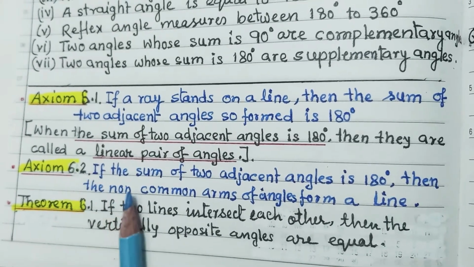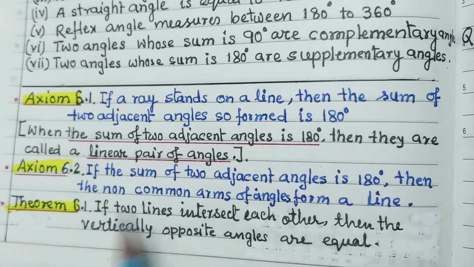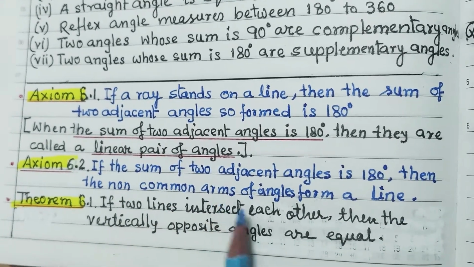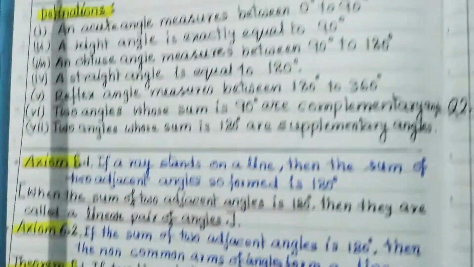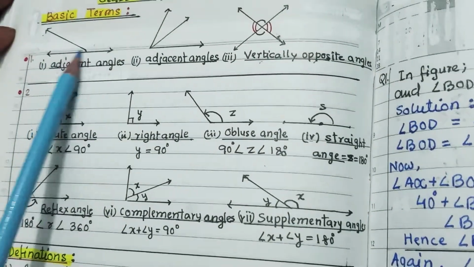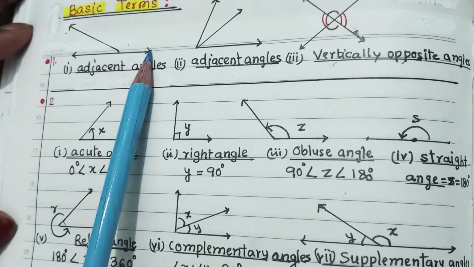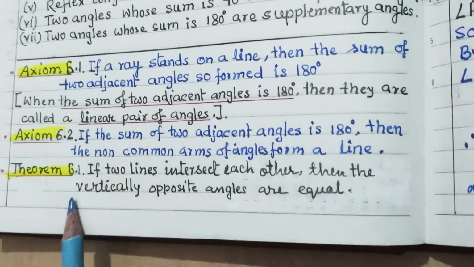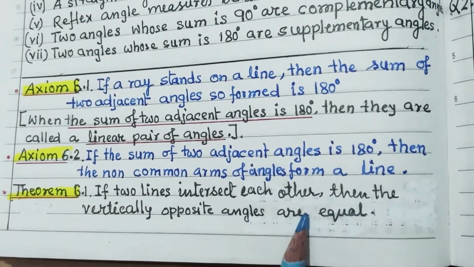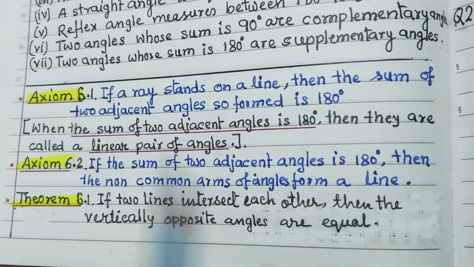Now axiom 2: if the sum of two adjacent angles is 180 degrees, then the non-common arms of the angles form a line. See the figure, these are the common arms, and these are the non-common arms. These non-common arms form a straight line. It is the second axiom. Now theorem 1: if two lines intersect each other, then the vertically opposite angles are equal. Vertically opposite angles, already shown, are equal.